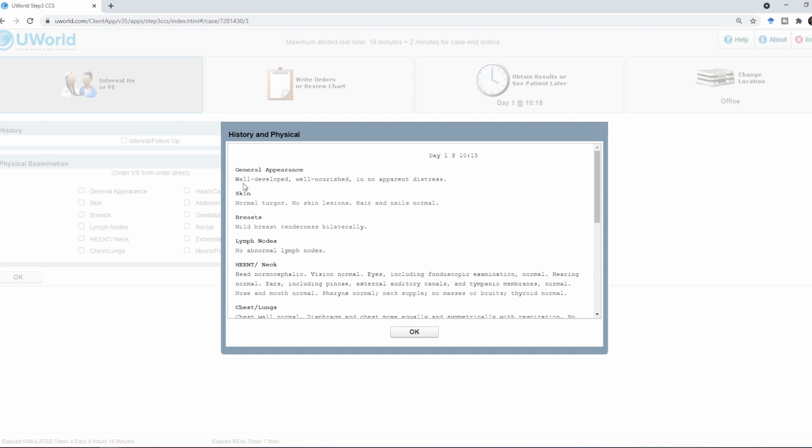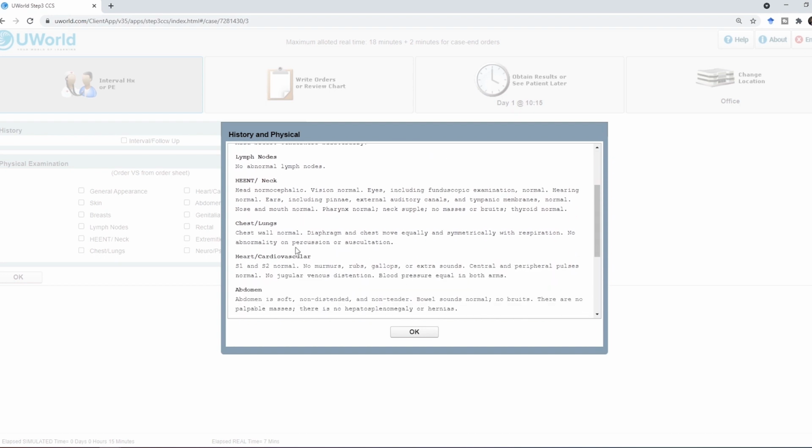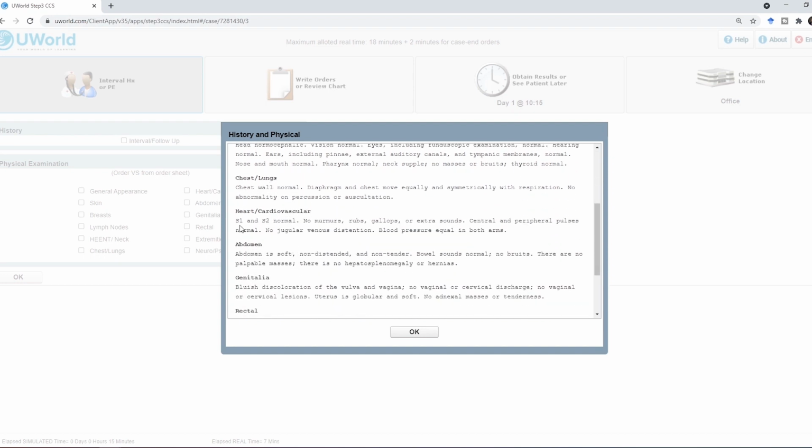You'll see the general appearance, well developed, no apparent distress, skin normal, breast, there is mild breast tenderness, which is a sign of pregnancy, normal lymph nodes, normal head and neck examination, normal chest, heart, and abdominal examination.